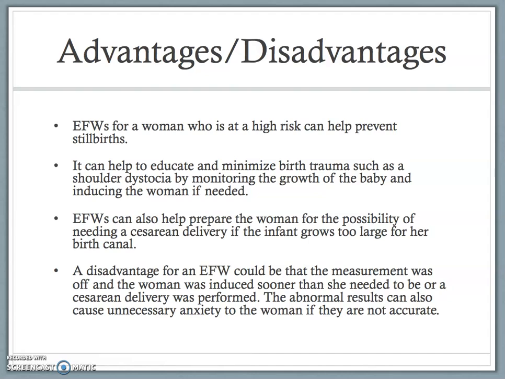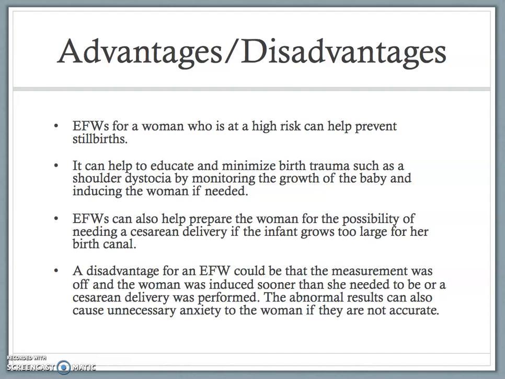EFWs for a woman who is at a high risk can help prevent stillbirths. It can help to educate and minimize birth trauma such as a shoulder dystocia by monitoring the growth of the baby and inducing the woman if needed. EFWs can also help prepare the woman for the possibility of needing a cesarean delivery if the infant grows too large for her birth canal.